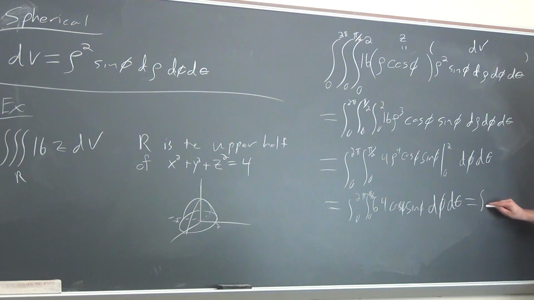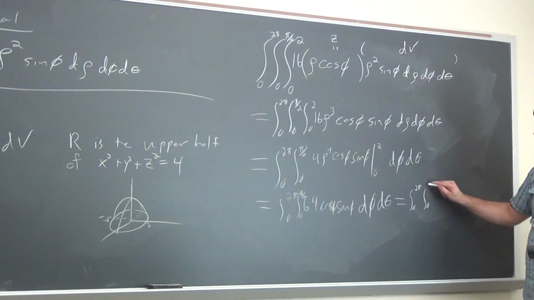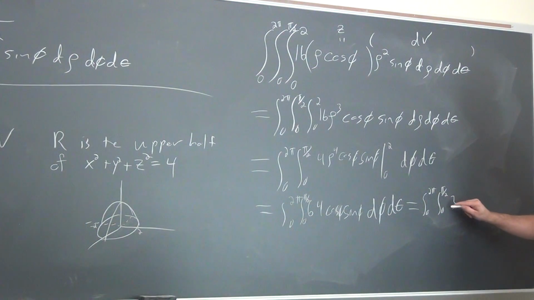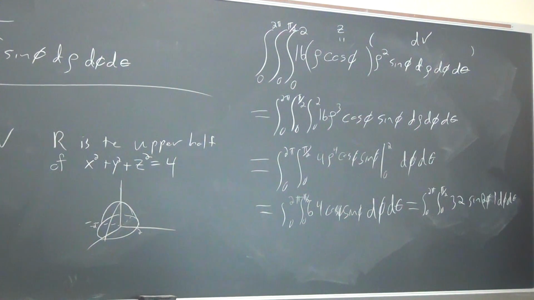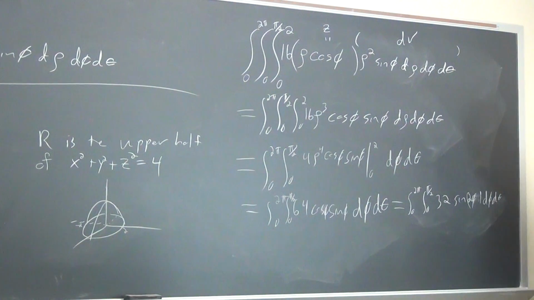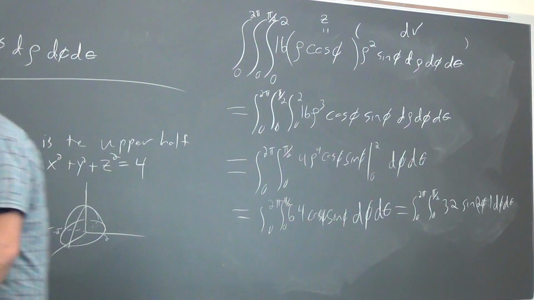So 0 to 2 pi, 0 to pi over 2. 32, I can replace the cosine phi sine phi with sine of 2 phi, right? And I had, but I needed 2 of those, right? Phi, not theta. Okay, and then d phi. All right, and we're almost done with that.